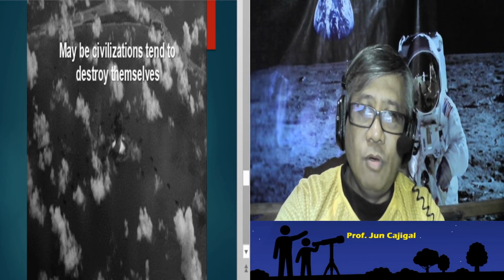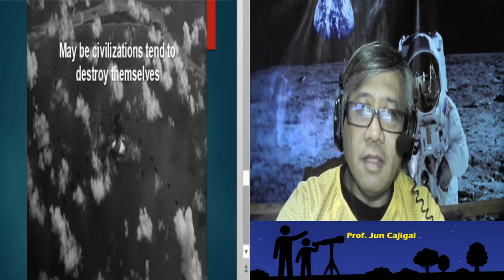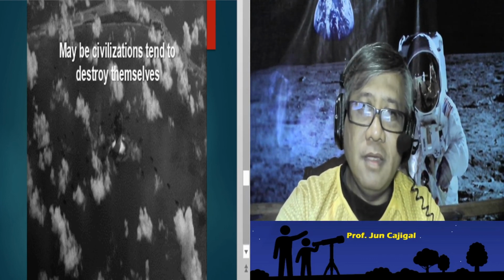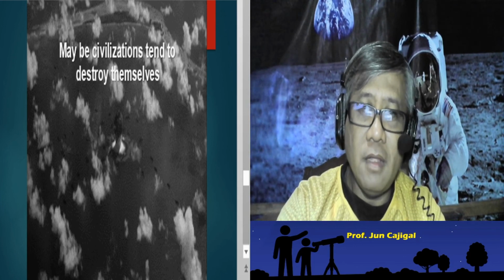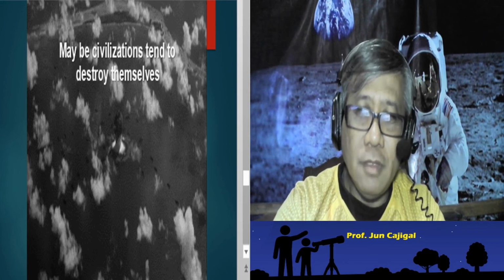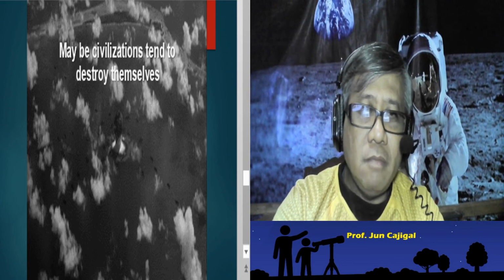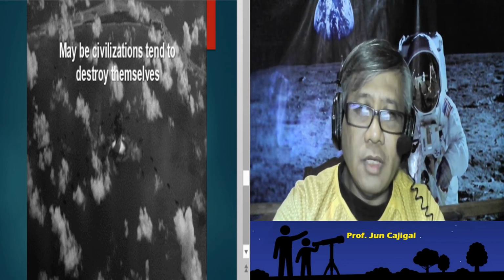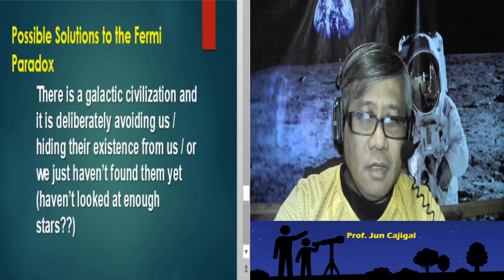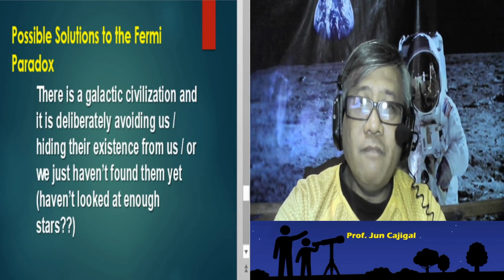Okay? Or in the second movie of Star Trek, yung The Wrath of Khan, if you're familiar with that, di ba? Yung doomsday weapon. Ayan, that can also destroy planets. And The Wrath of Khan, it's my favorite Star Trek movie, by the way. The Wrath of Khan. Okay, so many civilizations, they tend to destroy themselves. Okay? Alright, and there is alien galactic civilization, but they are deliberately avoiding us.